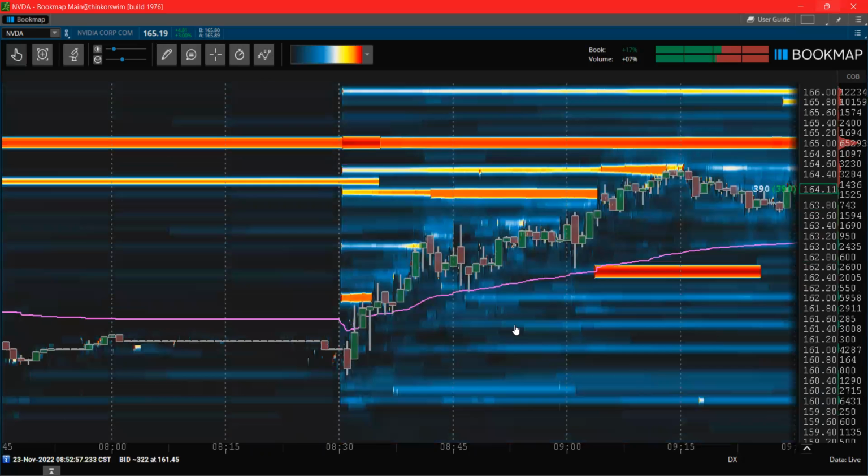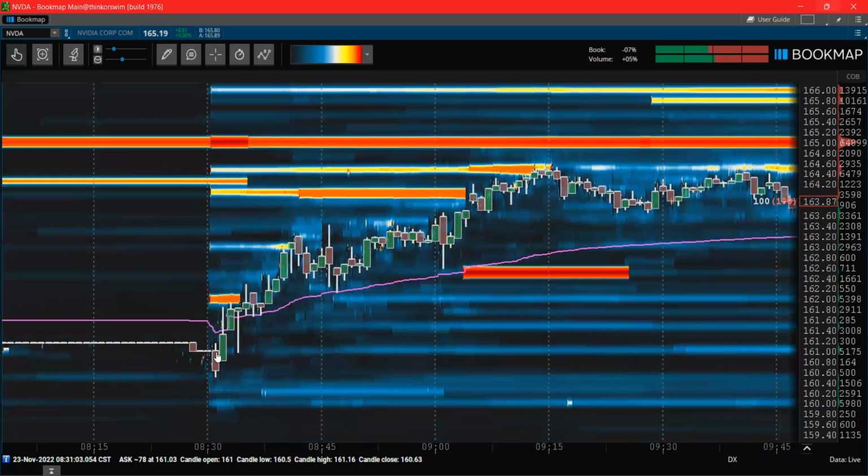So see what happens. Now NVIDIA gets support on 160. Beautiful there. Had a little bit of sellers come in at 162. Gets up to 162, they immediately dump it back into the 160s. Bam, gets up here. Now again, what do we have to see? We have to see the absorption. It's got to disappear.